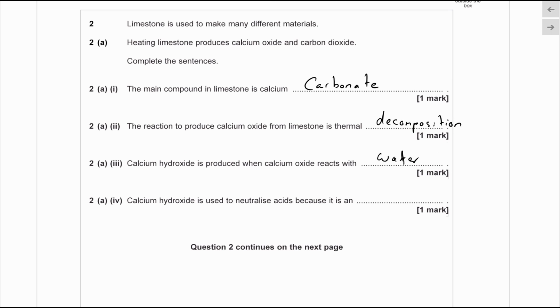Calcium hydroxide is used to neutralize acids because it is what's the opposite of an acid? Is an alkali, right? You could have said base, but because it says "an" there, that tells you that it's going to start with a vowel, so it's an alkali, and that's true. Calcium hydroxide dissolves, so it is an alkali. All right, so moving on.